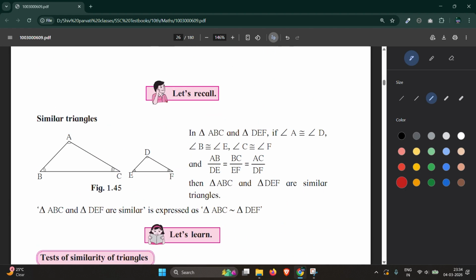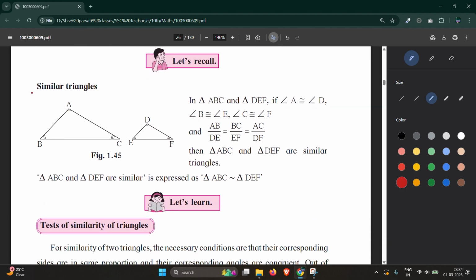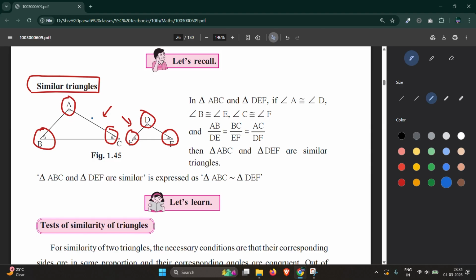So now let's come to the last part of this chapter, and that is about similarity. First of all, it is just giving us a little bit of a recap saying that if there are two triangles and they are similar, if this triangle and this triangle both are similar, that means that their corresponding angles are the same. So this angle is equal to this angle, and this angle equals this angle, and their sides are in the same ratio.